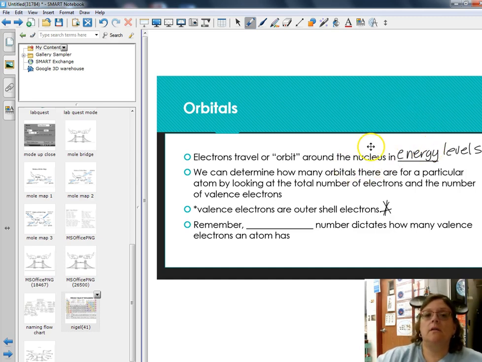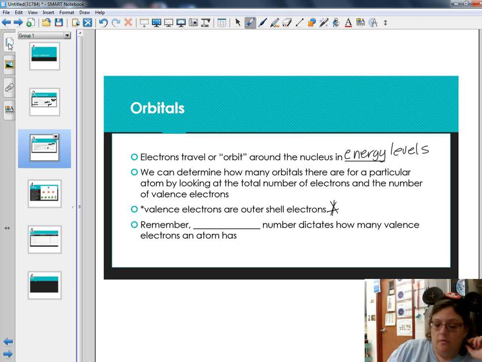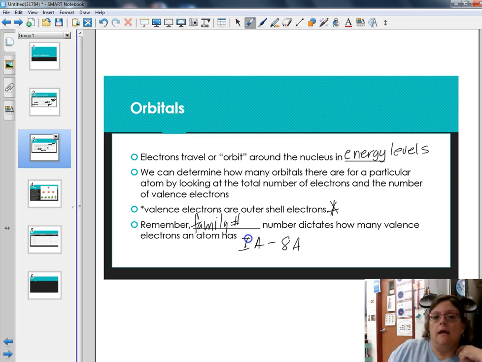So, the family number. And it's the family number when we're talking about 1A through 8A. I don't know why I did a Roman numeral A and then a regular numeral. That was kind of silly.